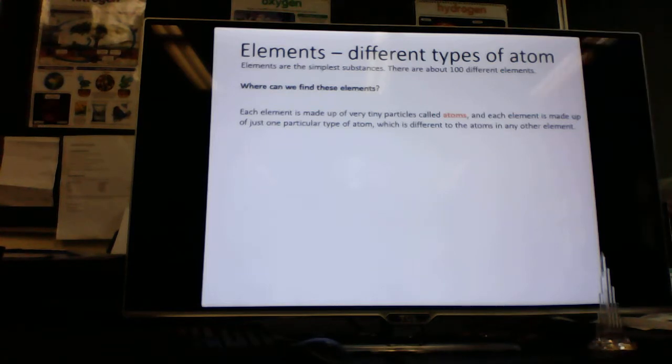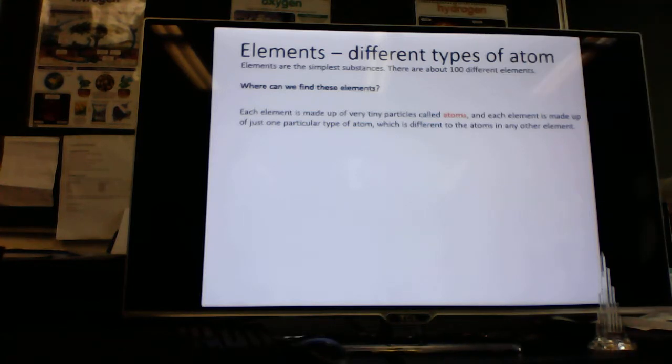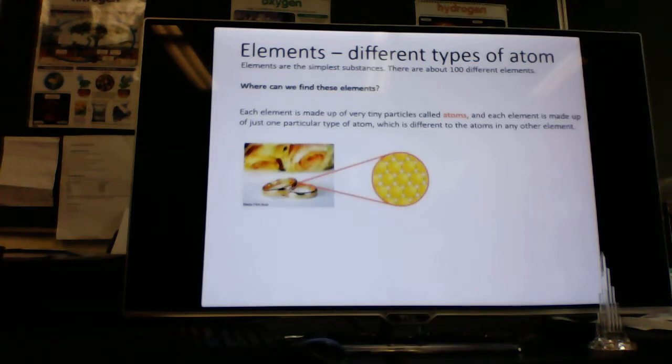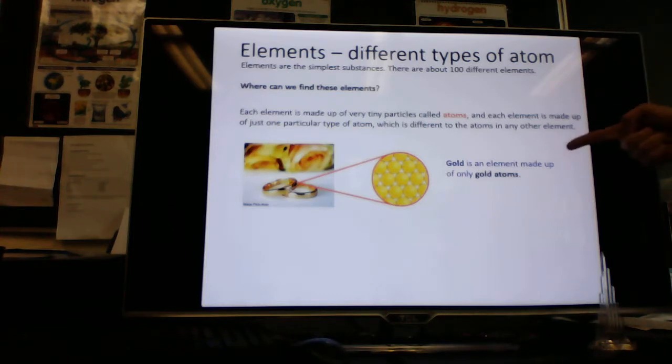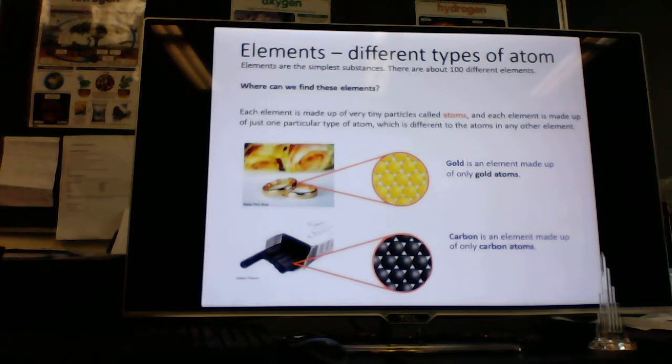So, the definition of an element is a substance made up of just one type of atom. And they are different to the atoms in any other kind of element. For example, gold. Gold is an element that's made up of only gold atoms. Similarly, carbon is an element made up of only carbon atoms.